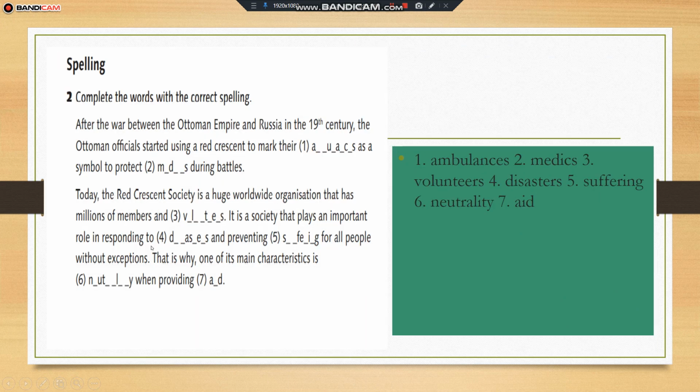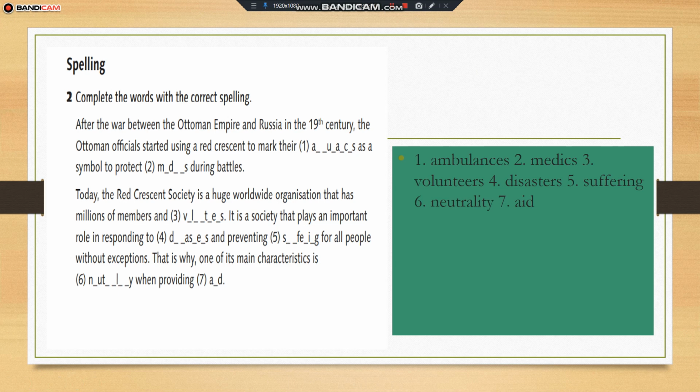Now guys, exercise number 2: complete the words with the correct spelling. This is a so simple exercise. For example, number 2, medics. Number 3, volunteers. These are words you have to fill in yourself. Number 4, disasters. Okay. Number 5, suffering. Okay. Number 6, ambulances. Number 7, guys, aid.